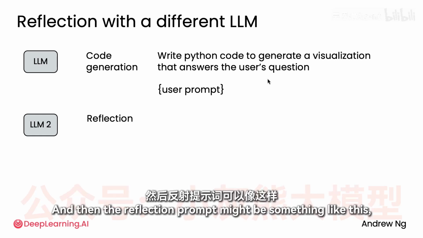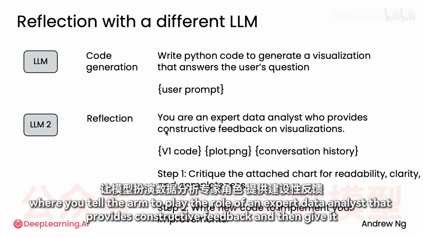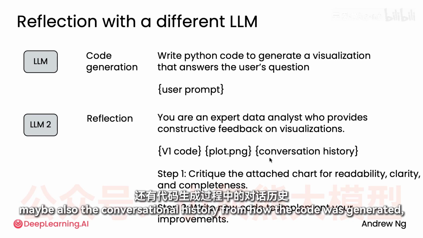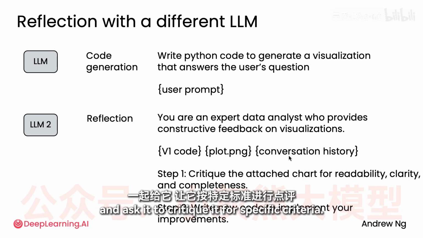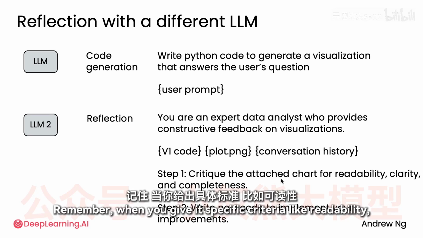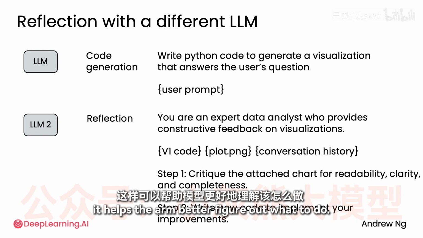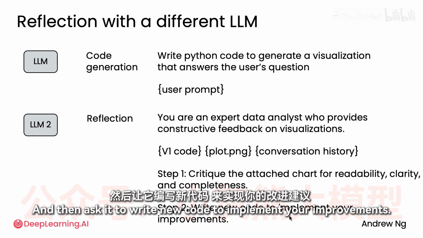And then the reflection prompt might be something like this, where you tell the LLM to play the role of an expert data analyst that provides constructive feedback, and then give it the version 1 of the code, the plot that was generated, maybe also the conversational history from how the code was generated, and ask it to critique it for specific criteria. Remember, we give it specific criteria like readability, clarity, and completeness. It helps the LLM better figure out what to do, and then ask it to write new code to implement your improvements.